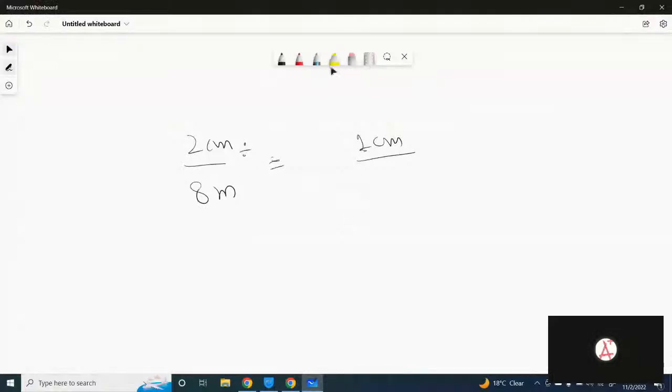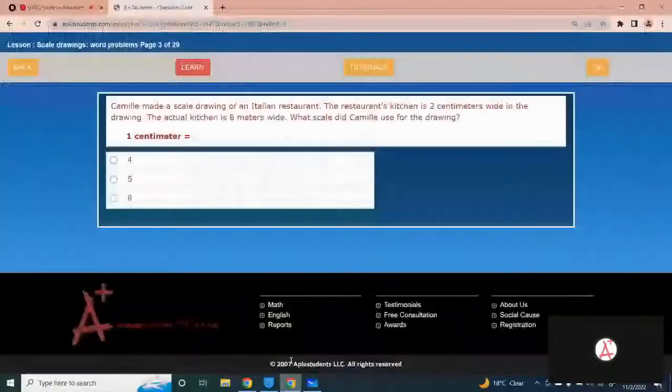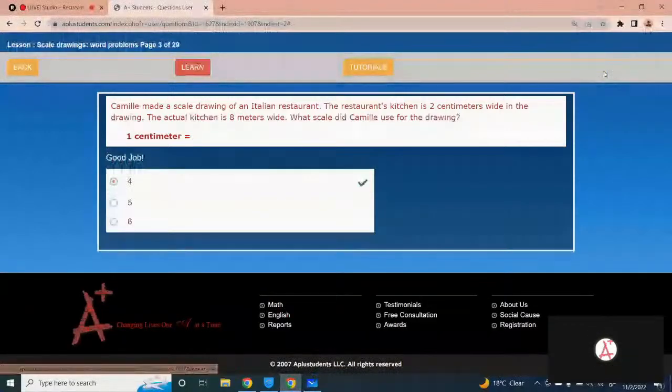2 divided by 2 is 1, isn't it? That means you have to divide both numerator and denominator by the common number, that is 2. So 2 divided by 2 is 1 and 8 divided by 2 is 4. That means the scale is 1 centimeter to 4 meters. Got it? Just select the correct option, then click on the OK button. It is 4 meters. Very good. We have to divide it by 2.